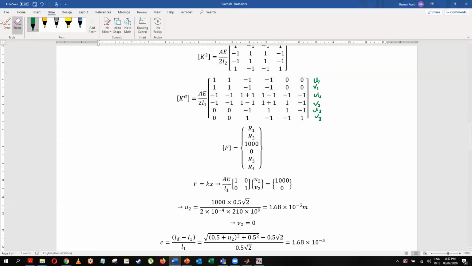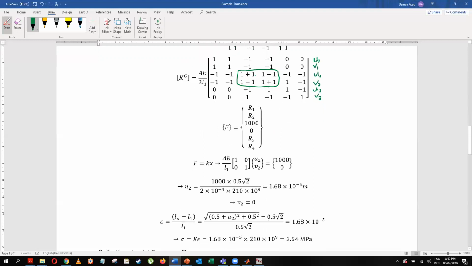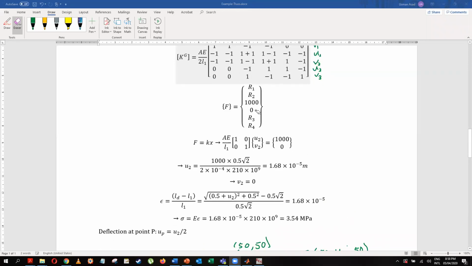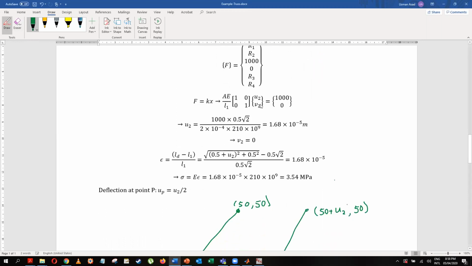So the place to look at is this place right here, ये बीच वाला 2 by 2 वाला हिस्सा, which corresponds to U2 and V2, ठीक है? Okay, and similarly यहाँ पे you get 1000 and 0. So all we have to do is solve for U1, U2 and V2.